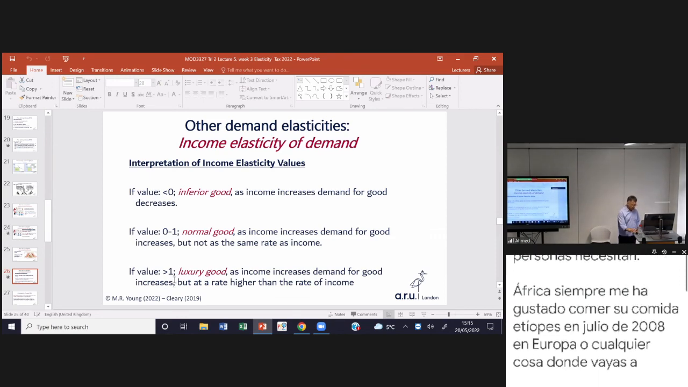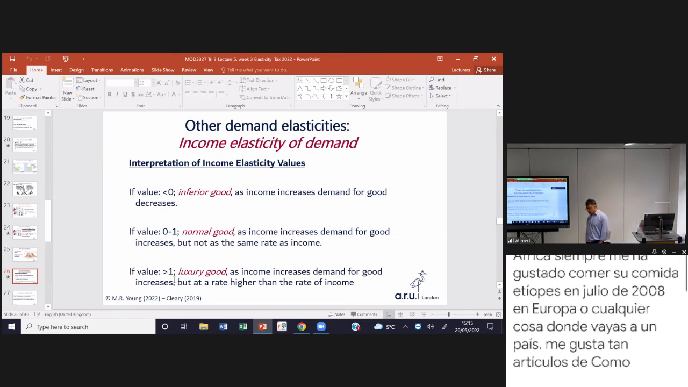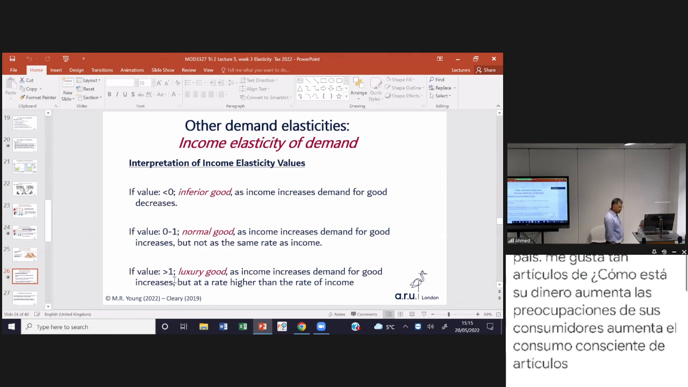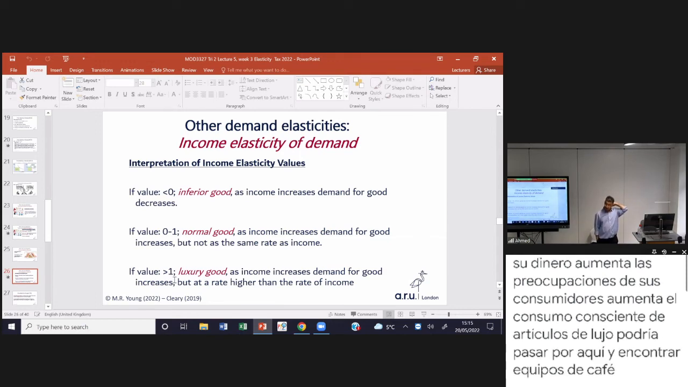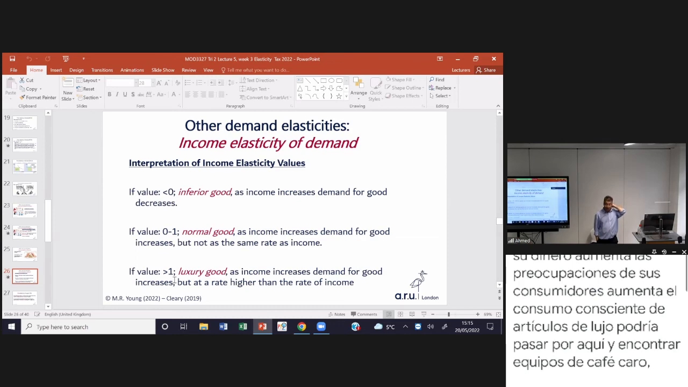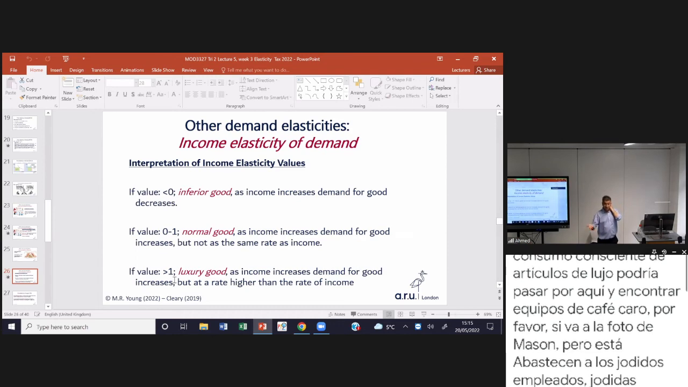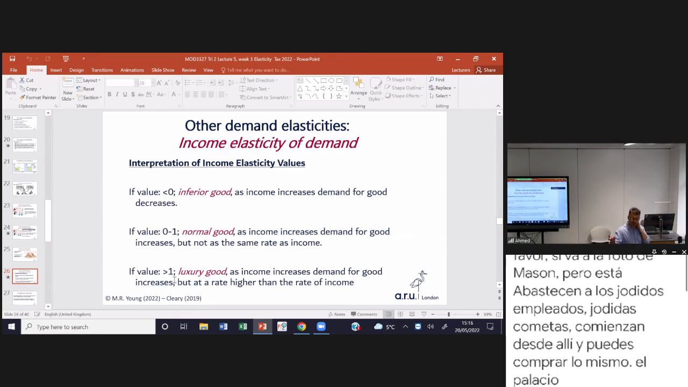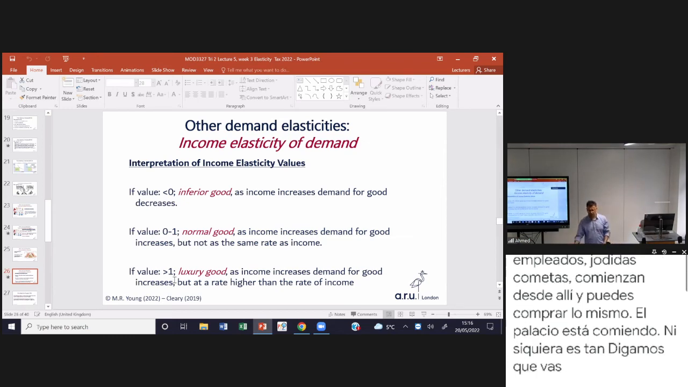So with luxury goods, as your money increases, your consumption of luxury goods increases. You may start buying fine teas, expensive coffees. If you go to Fortnum & Mason, they supply Buckingham Palace. Buckingham Palace gets their stock from there, and you can buy the same thing the palace is eating. It's not even that expensive. Let's say you go to Tesco and buy biscuits, you'll pay £1. If you go there, you pay £10.